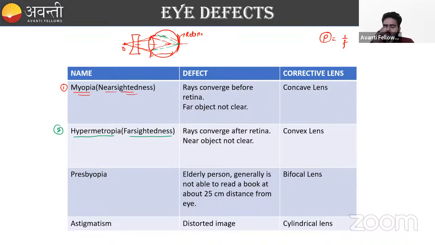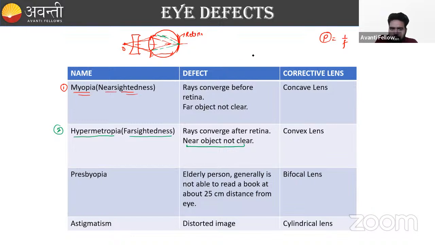What will happen in this type of defect? The final image is formed beyond the retina. That's why we can't see the image of a near object. Generally, in this type of defect, we can't see a clear image of a near object.